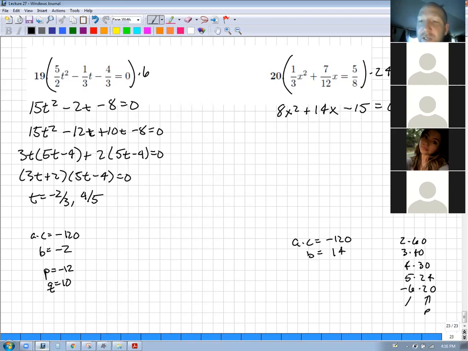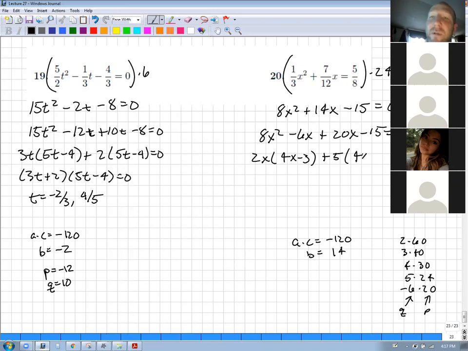So here's our P and our Q. So we get 8x squared minus 6x plus 20x minus 15. We can factor a 2x out, we get a 4x minus 3. Factor a 5 out, we get a 4x minus 3 again. So 2x plus 5 times 4x minus 3 is 0. So x is negative 5/2 or 3/4.